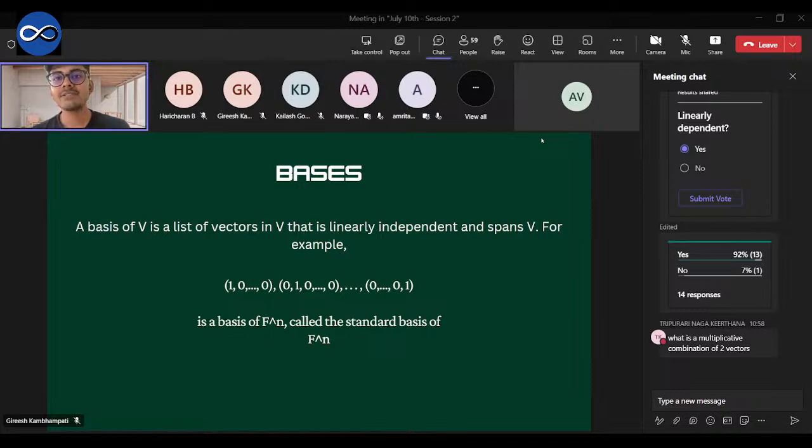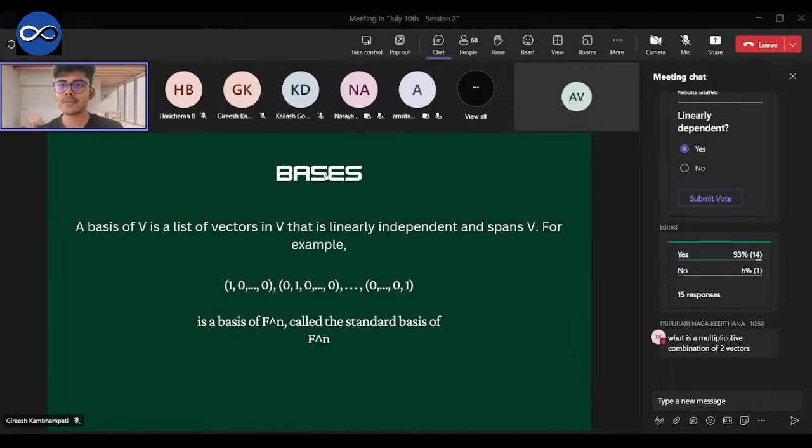What is a multiplicative combination of two vectors? I'm sorry, if I consider the first example that I took, 2 into (2, 5), that gave me (4, 10), right? So that is one multiplicative combination of one vector. I multiply a scalar with a vector to get the other vector.